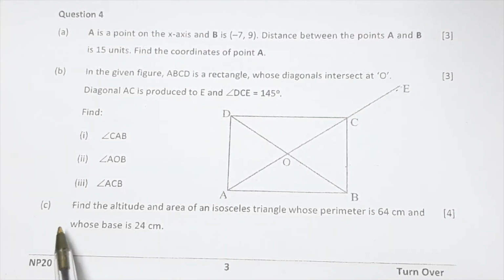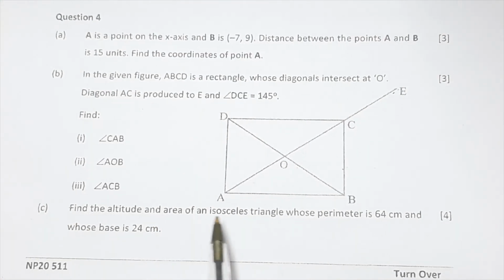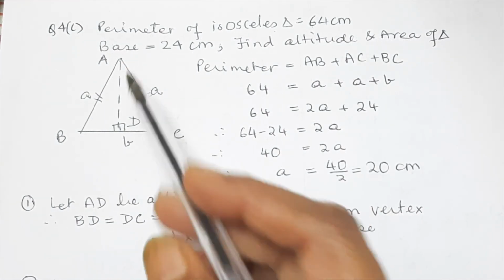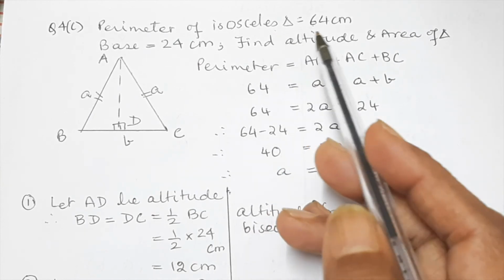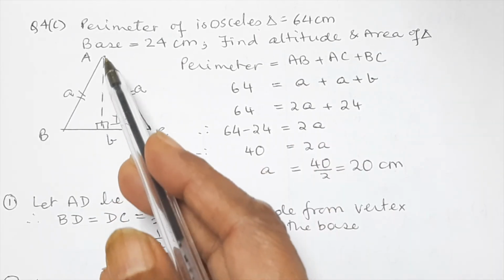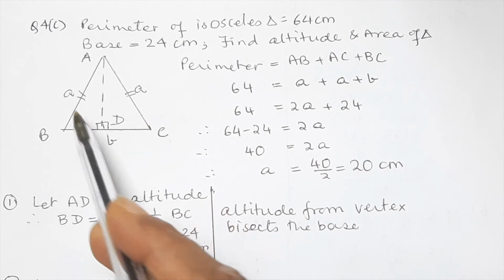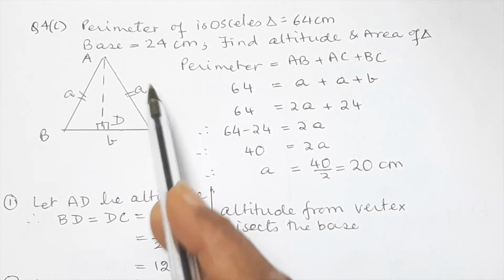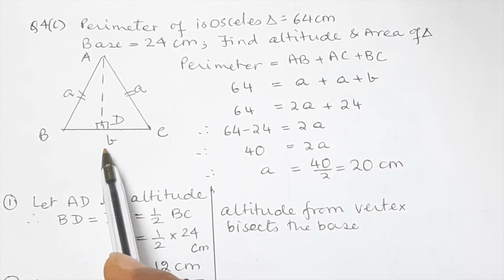Question 4C. Find the altitude and area of an isosceles triangle whose perimeter is 64 centimeter and whose base is 24 centimeter. When we start solving something like this, remember tip number 1 is always to draw the diagram. So let's just do that. A diagram looks like this, triangle ABC, and it's an isosceles triangle. So we will show AB equal to AC, and we will call that small a and small a. And the base we will call as b.